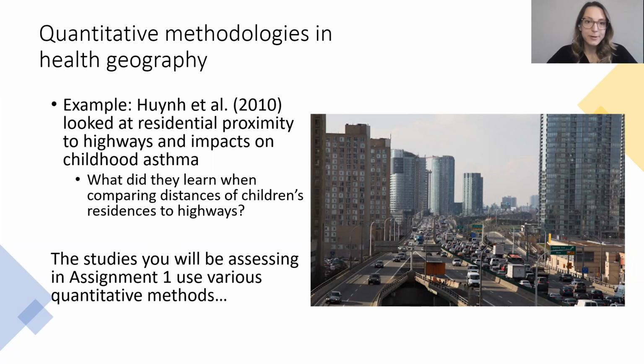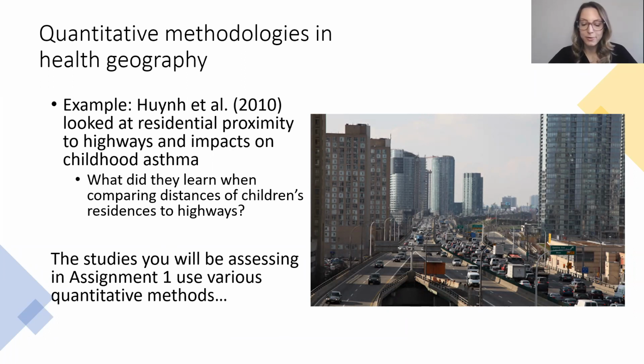So, for example, in the study from Hyun and al. in 2010, they looked at residential proximity to highways, and they wanted to know what kind of impacts your residential address and the distance to a highway might have on childhood asthma. So what did they learn when they compared those distances?